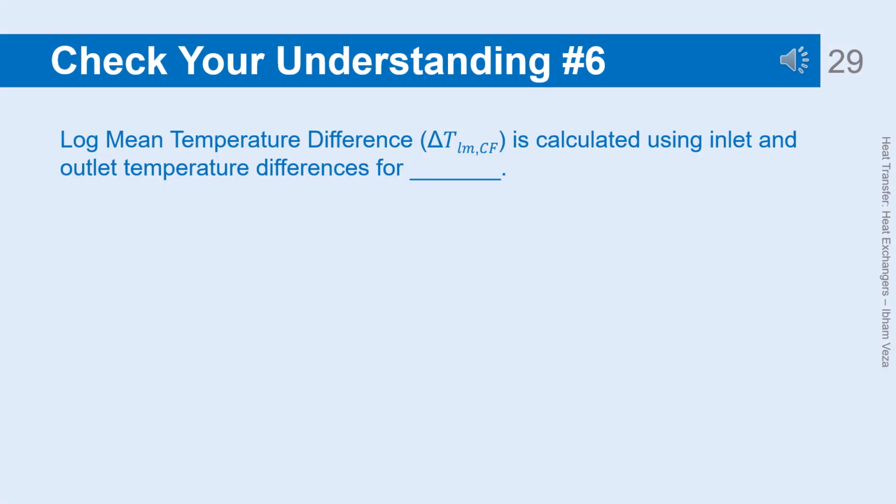Check your understanding number 6. This section tests the understanding of the physical meaning of LMTD. The question emphasizes that LMTD is calculated from the inlet and outlet temperature differences of the fluids. This concept ensures that the calculation does not rely on a single temperature difference value. LMTD represents the average driving force for heat transfer. This understanding is very important before using correction factor charts.